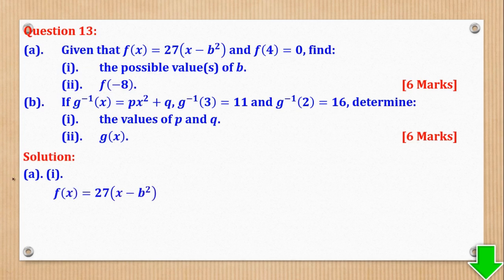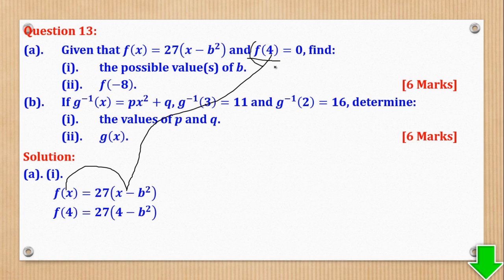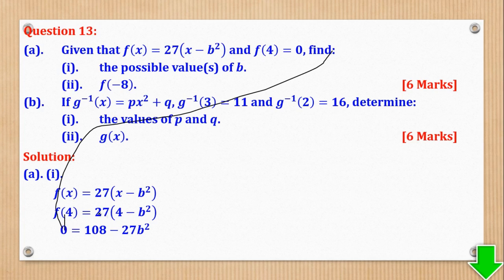So we are given that f(x) is equal to 27 in brackets x minus b squared. Then they said f(4) is 0. f(4) means where there is x, you put 4. So let's do that. After putting 4, you remember that the whole of f(4) is equal to 0. So the whole of this is equal to 0. Get that? So what I've done, replace this with 0 because that's what they told us. Then also this times this gives you 108. This times this gives you 27b squared.